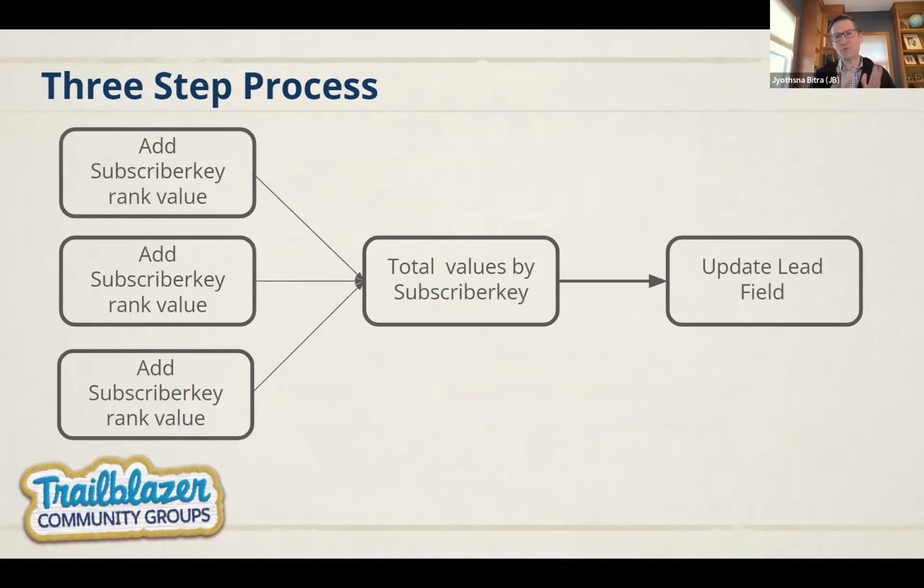So what we're going to be going through today is this 3-step process, like we talked about in the solution. Now that we've determined what those values are, we're going to be adding the value to that subscriber, creating individual records based on that subscriber key that has a plus or a minus value. We do that for multiple different criteria. Then our second step would be to sum all of those values, either positive or negative. And then the last step would be to update that field in the Salesforce CRM environment.